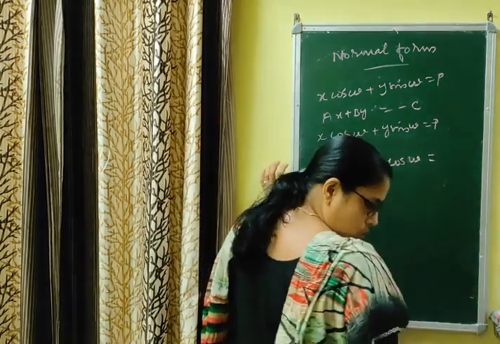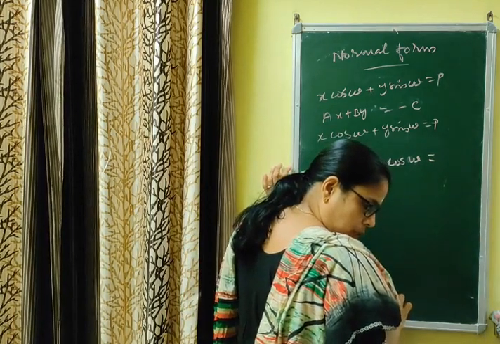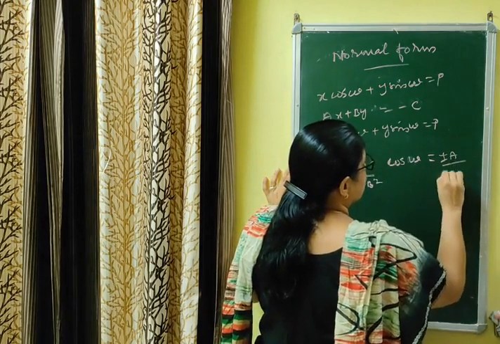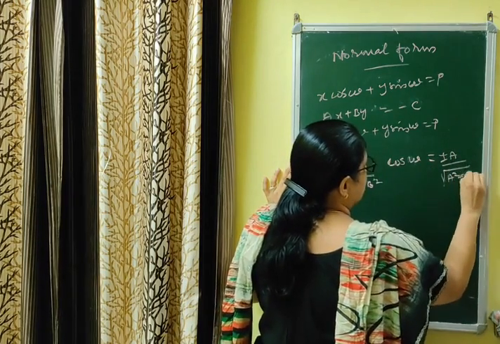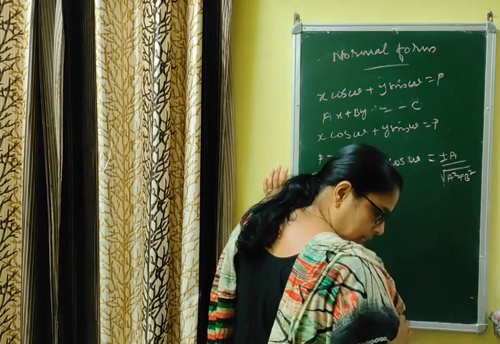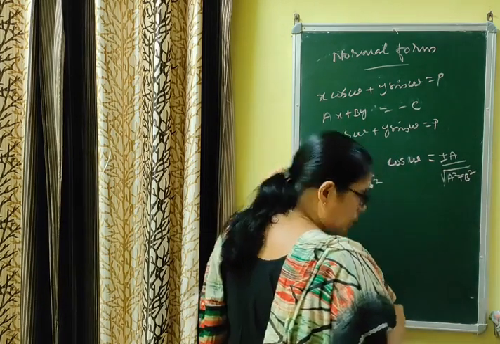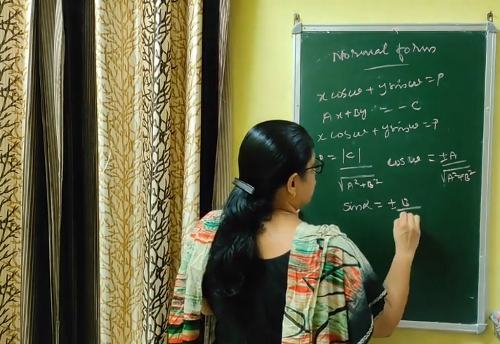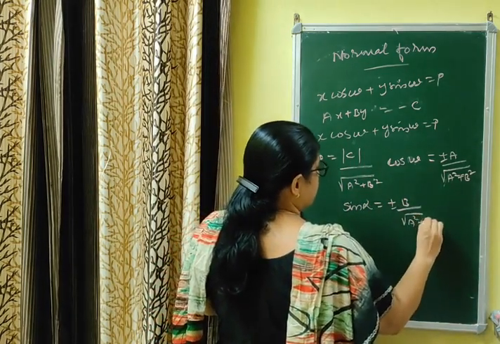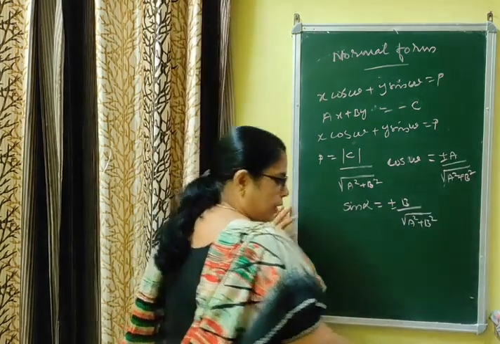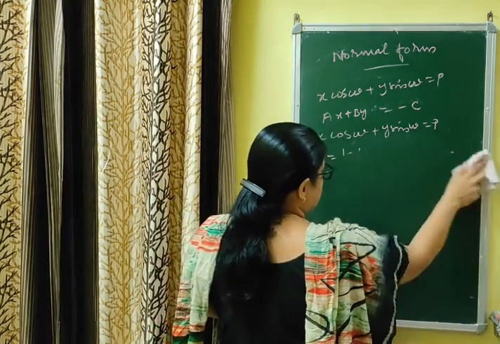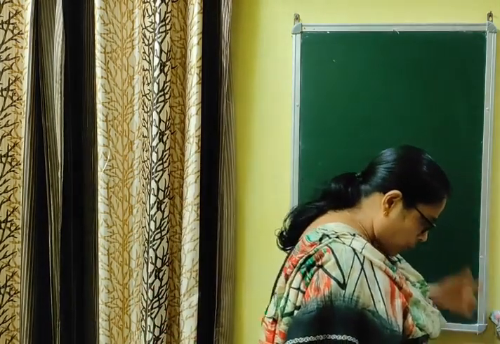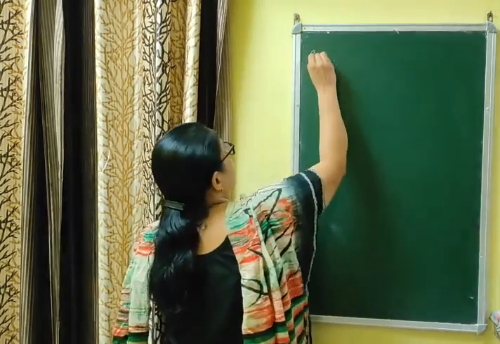Cos alpha is equal to, as you can recall from the past videos, plus or minus a upon root a square plus b square. We can just revise it from the past videos. Similarly, sin alpha is equal to plus or minus b upon root a square plus b square. This is the recalling part: how we can convert general form into slope-intercept form, intercept form and normal form. Now let us start doing questions. The first question I am doing is example 1.